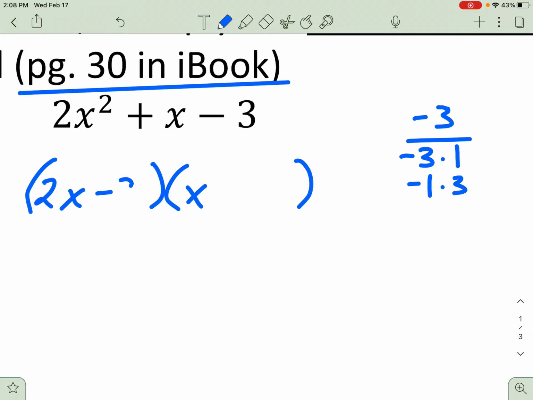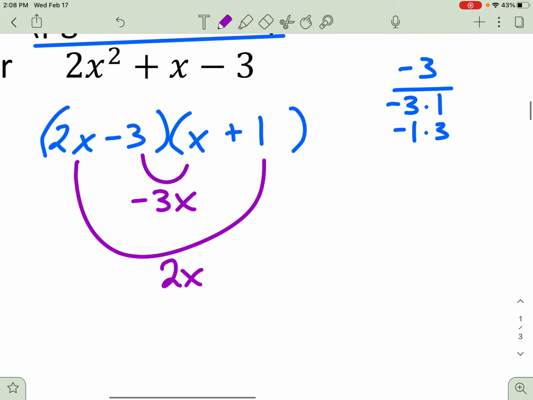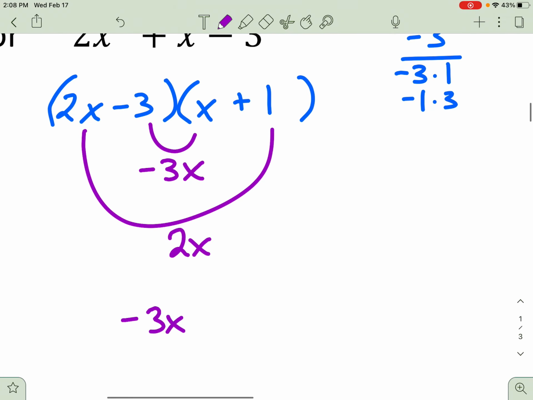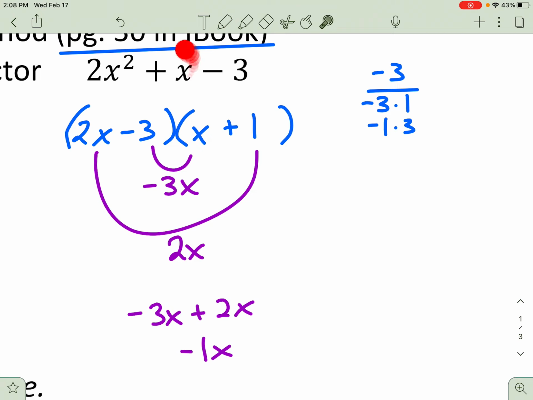So let's try the first one here, negative 3 and a positive 1. Okay. So checking our work, let's multiply the inside. Negative 3 times x gives us negative 3x. Multiplying the outside gives us a positive 2x. And when you combine those two, it gives you a negative 1x. Okay, the problem with that is we need a positive 1. So instead of negative 3 and positive 1, the nice thing is we basically figured out our middle term. We just have the wrong sign.